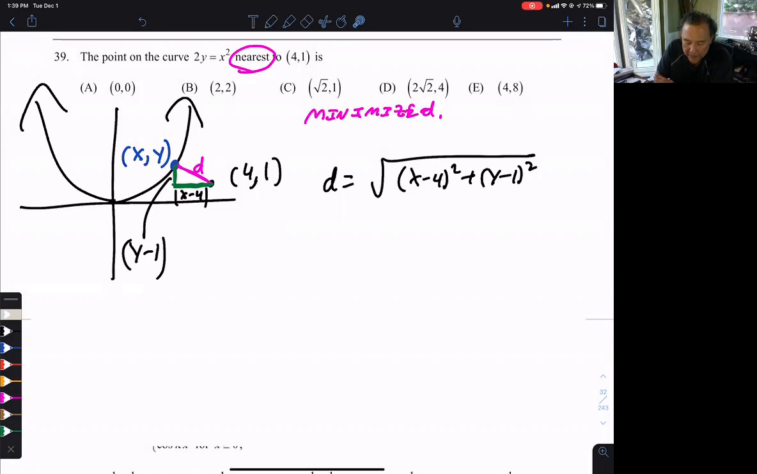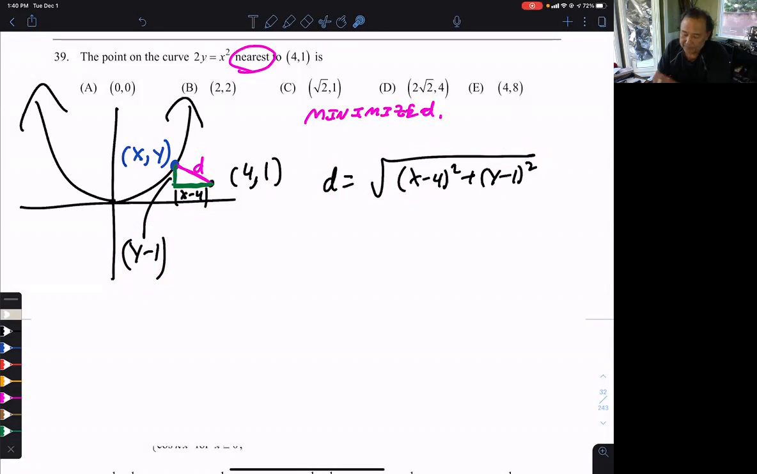If you use the Pythagorean theorem, this squared plus that squared is that squared. So d squared is (x minus 4) squared plus (y minus 1) squared. Well, if you square root the d, you get that. So that's the distance formula. That's where it comes from.